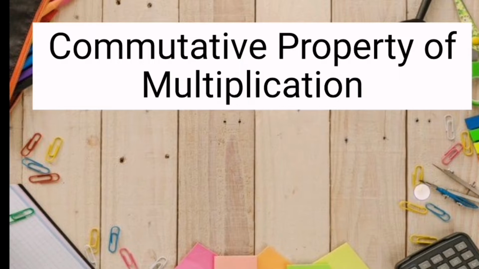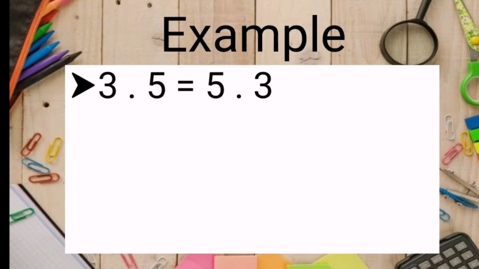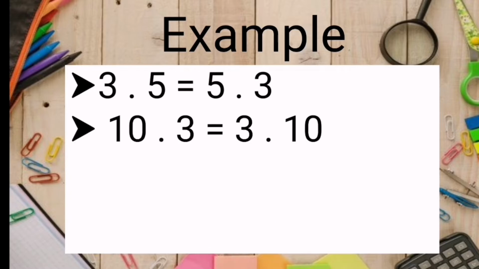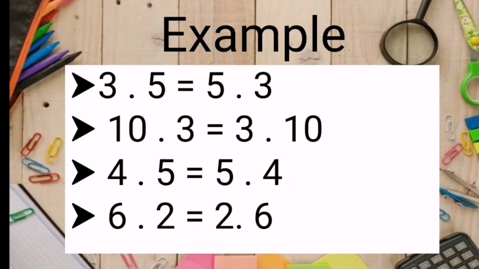Commutative property of multiplication. The order in which we multiply numbers does not change the product, where a times b is equal to b times a. So for example, 3 times 5 is equal to 5 times 3. 10 times 3 is equal to 3 times 10. 4 times 5 is equal to 5 times 4. Then 6 times 2 is equal to 2 times 6.